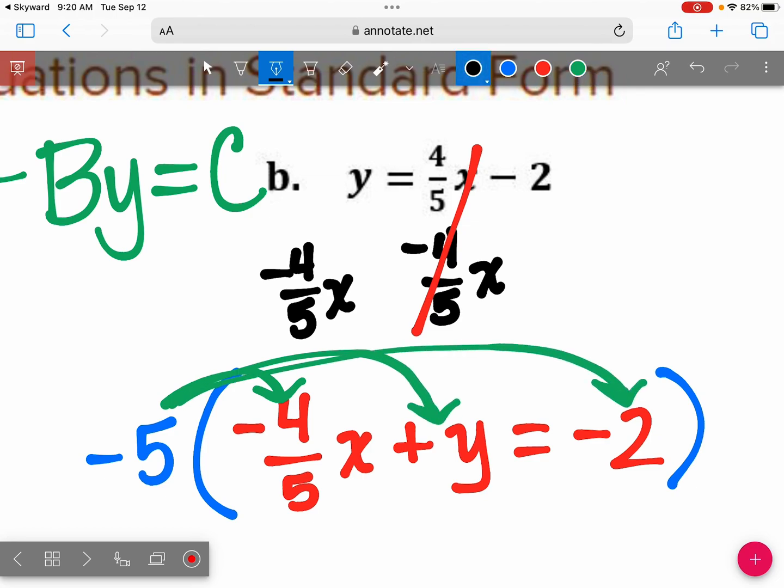And there's an invisible 1 right here if you want to write that 1 in. So you're taking negative 5 times negative 4/5.